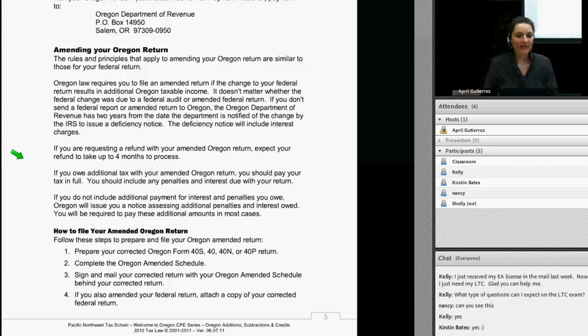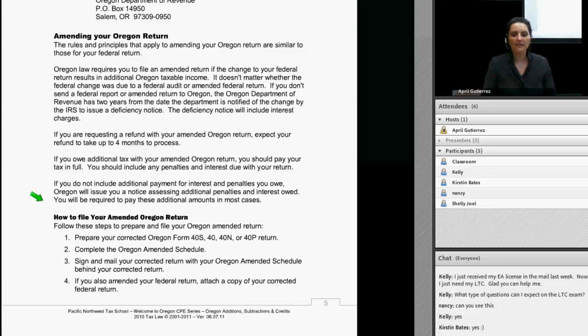If you owe additional tax with your amended Oregon return, you should pay your tax in full. You should include any penalties and interest due with your return. If you do not include the additional interest and penalties that you owe, Oregon will issue you a notice assessing additional penalties and interest owed. You will be required to pay these additional amounts in most cases.